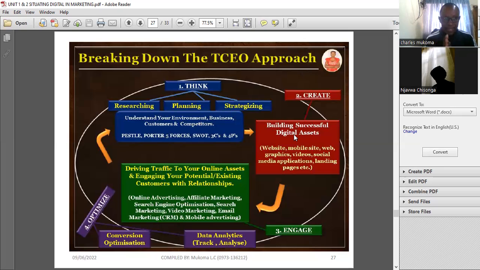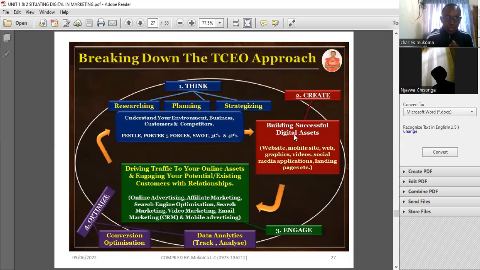Number 3, engage. Under engage, we find the data, analytics, track, and analyze. We combine with optimization, where we are looking at driving the traffic to your online asset. We earlier mentioned there are a lot of business organizations that are using the internet to advertise. So how do you drive people as they are surfing the internet to your adverts? That is all about optimizing.